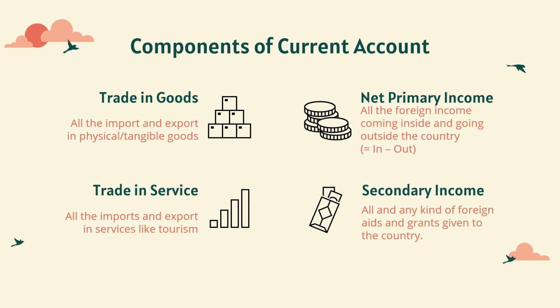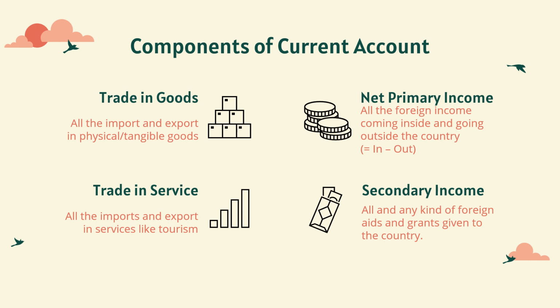Secondary income, all and any kind of foreign aids and grants given to the country is secondary income. For example, India helped Sri Lanka with $1 billion so that it can help Sri Lanka come out of the crisis that they are going through. Okay, this is in 2022. Another example, for example, US providing arms and ammunition to Ukraine and Taiwan for the war, so they don't have to pay back after the war is over. So that is a secondary income because they are providing them an aid or a grant. So these are the components of current account.